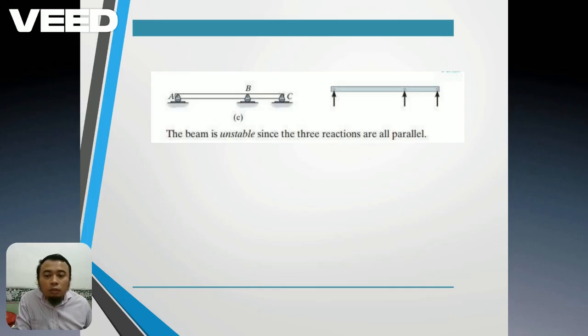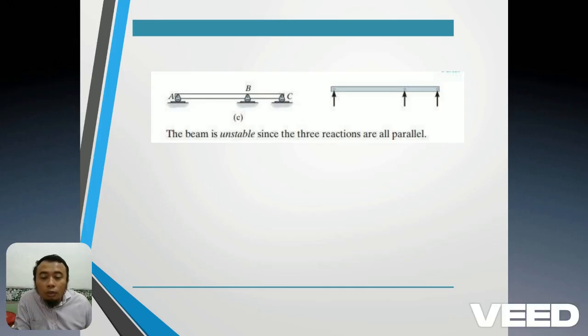Based on the rules that we talked about in the previous slide, when you have parallel forces only, the beam becomes unstable. And also, since it is all rollers, it can move around. So you need to add a pin joint, for example, or a fixed support at C or A to make the beam stable.